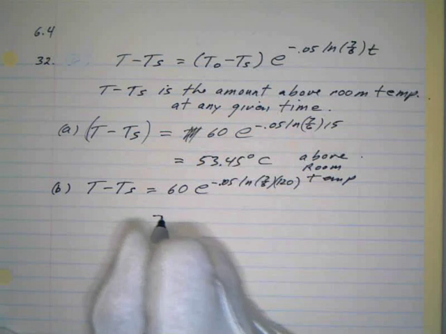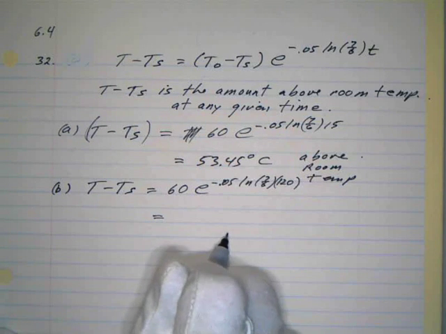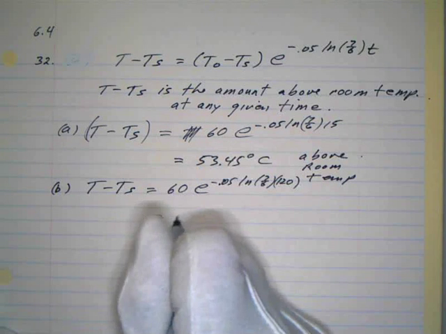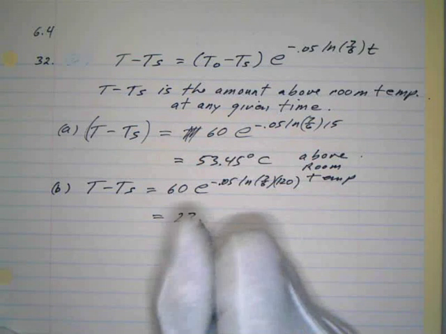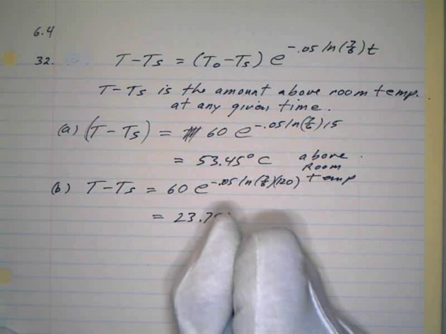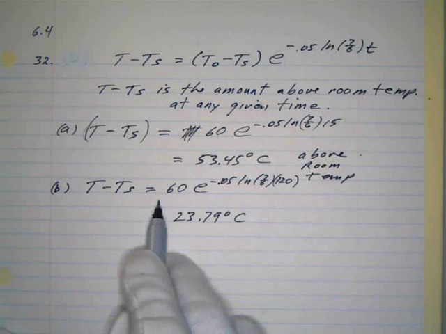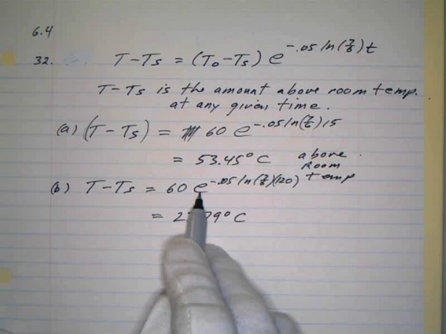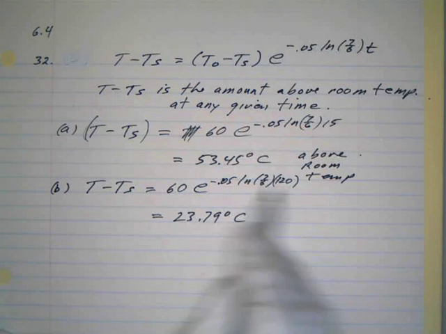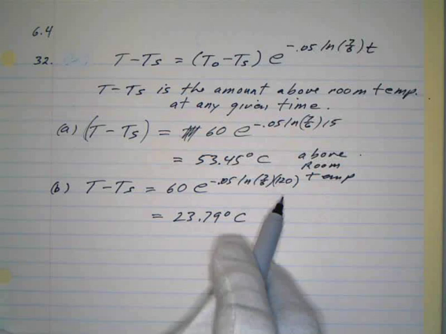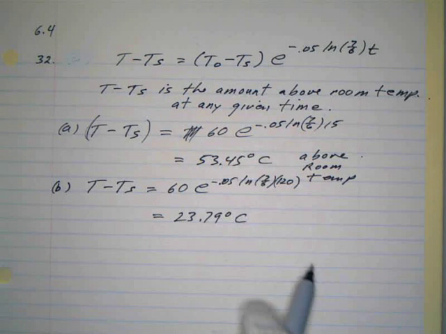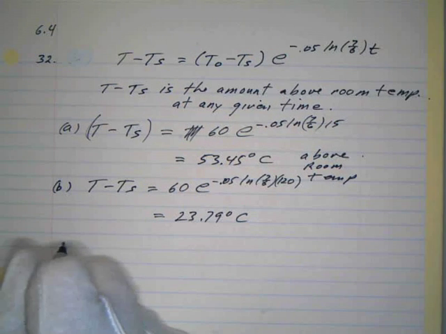And if you work this out, you end up with 23.79 degrees centigrade. So you just have to put this in your calculator. That's not too bad. 60 times E, and then put this in your caret. And don't forget your negative. That'll work out. Okay, and letter C.